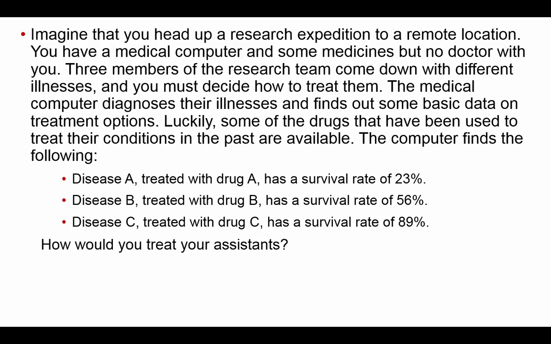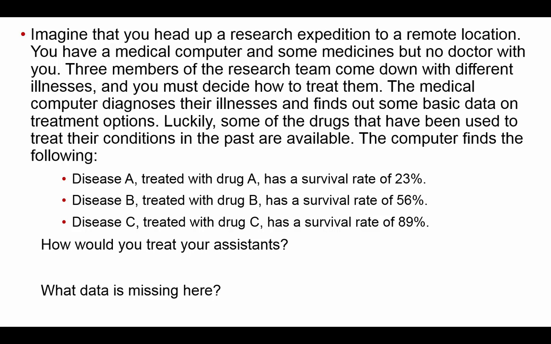Well, some of you would very quickly say, okay, if they've got disease C, I'm going to give them drug C because it's got a survival rate of 89%. And you might say, those with disease B, I might also go ahead and give drug B because the survival rate is better than half, right, 56%. But some of you would also say, disease A, I would probably not give you drug A because you're only going to have a survival rate of 23%, right?